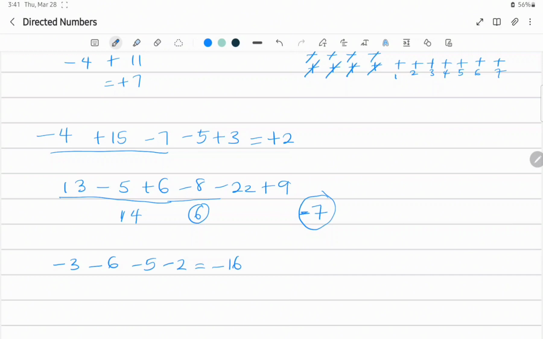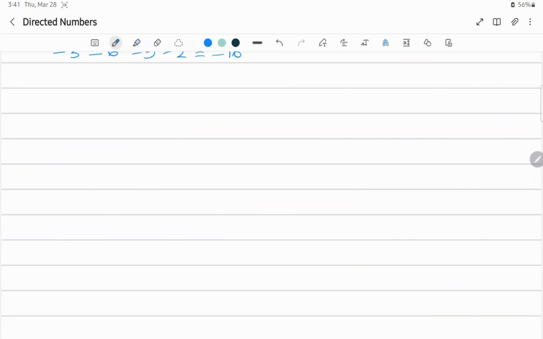Now, let's proceed to questions that have the directed numbers in brackets. Say, for example, we have 7 minus positive 3 plus positive 9 minus negative 4.